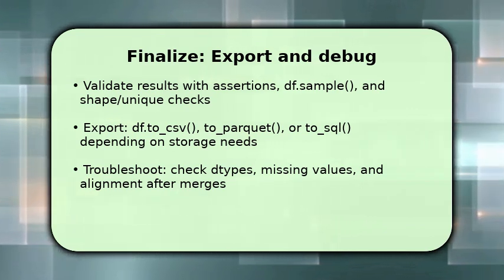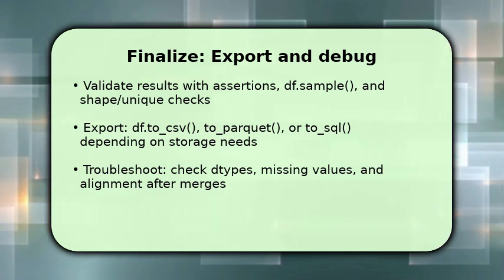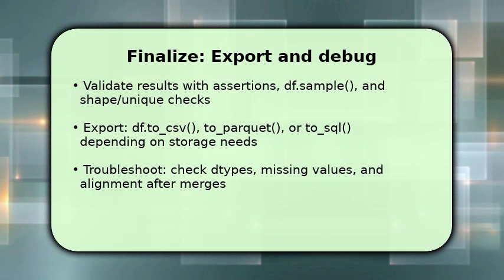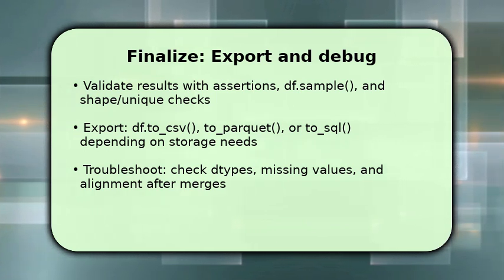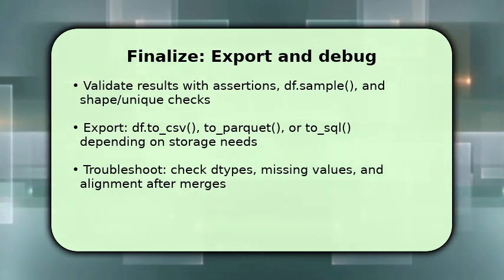If something goes wrong, first recheck dtypes and missing values, then verify merge keys and index alignment. These are the most common causes of unexpected results. Finally, rerun the pipeline on a small sample to confirm the fix.